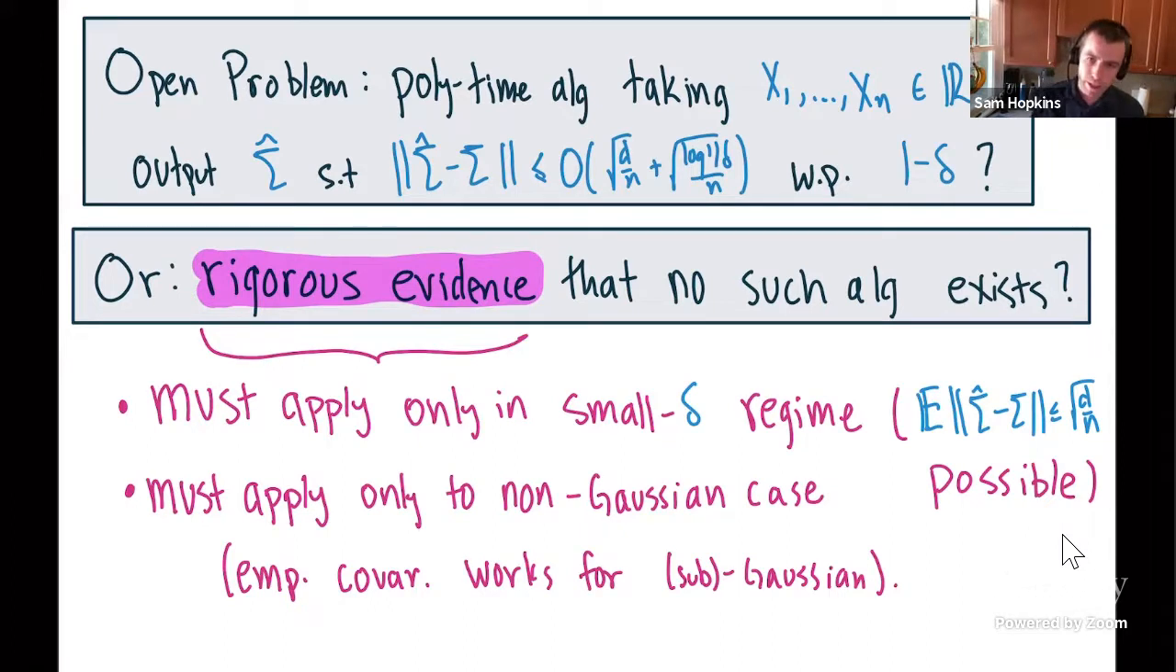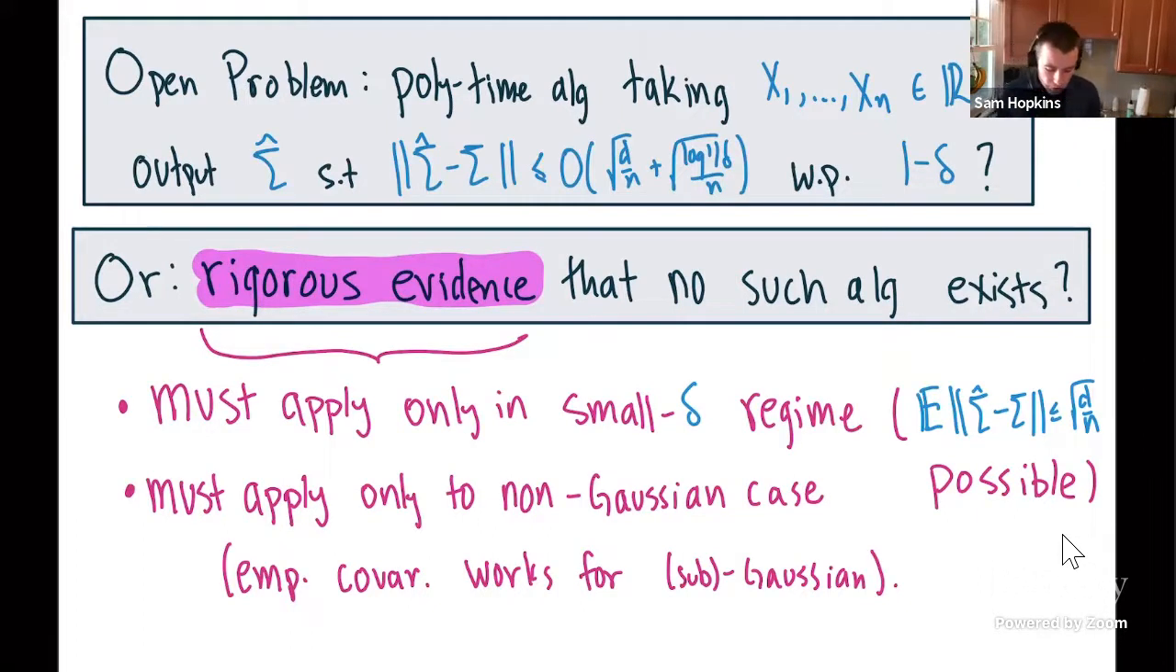So the open problem is, can you design a polynomial time algorithm which takes independent samples from some distribution where you make only assumptions on a few moments of that distribution, and gives an estimate theta hat of its covariance such that theta minus theta hat in operator norm is small, where small means this optimal quantity, the thing you would have gotten if you were working with Gaussians. I actually think there's a good chance, and we'll see why later in the talk, that this is actually not possible.